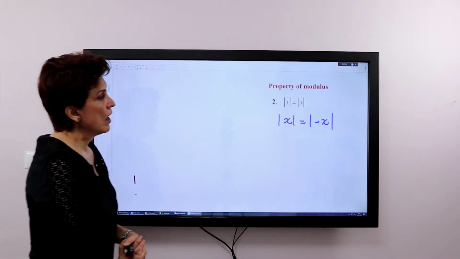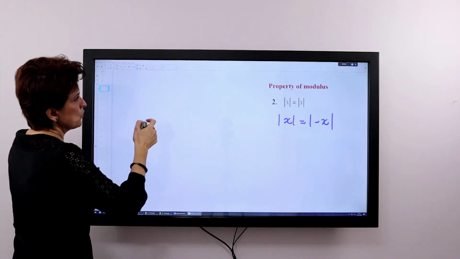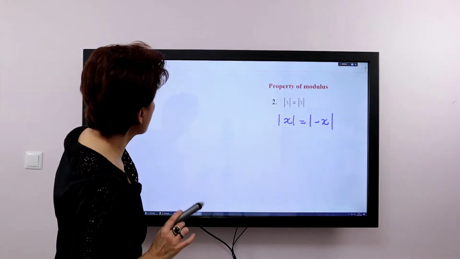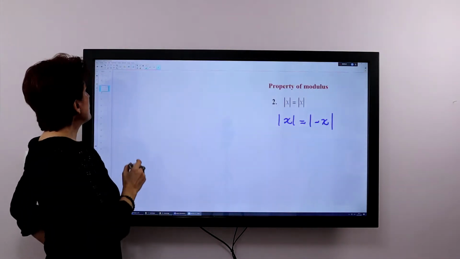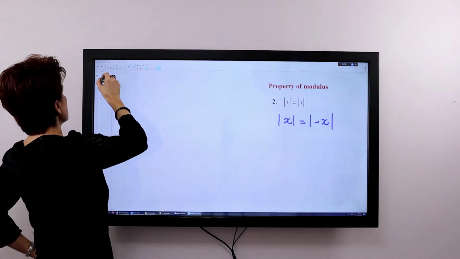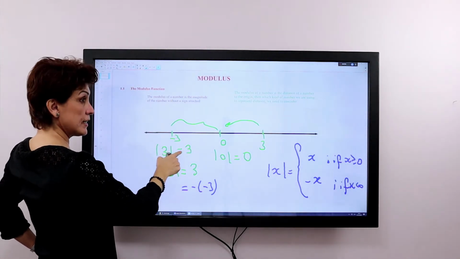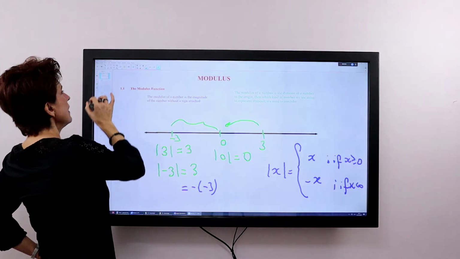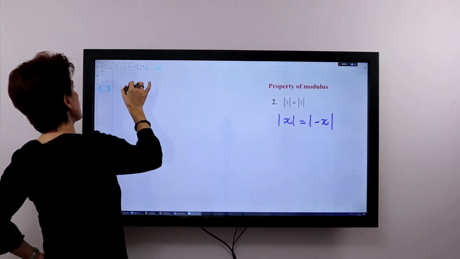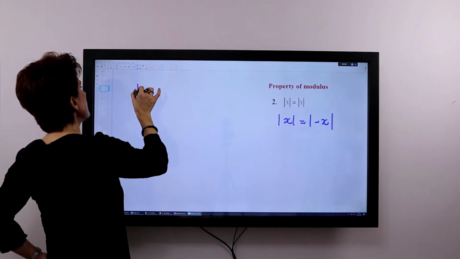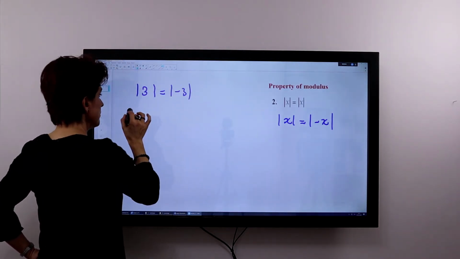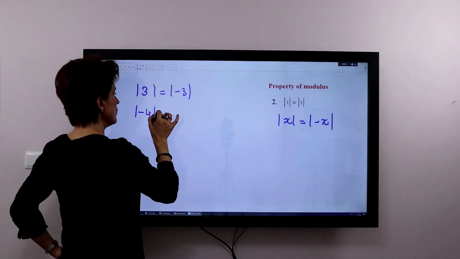Okay, it's too much to do. I'm a little lazy today. Anyway, here, what we wrote on the first page. Look at this. Modulus of 3 equals 3. Modulus of -3 equals 3 again. Can I write it like this? Am I on the correct page? Yeah, I'm on the correct page. Modulus of 3 is modulus of -3. Similarly, modulus of -4 is modulus of 4.